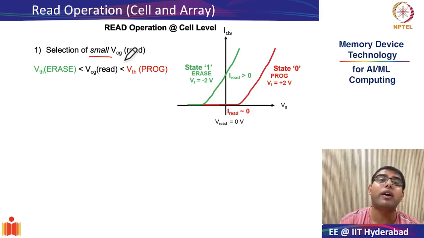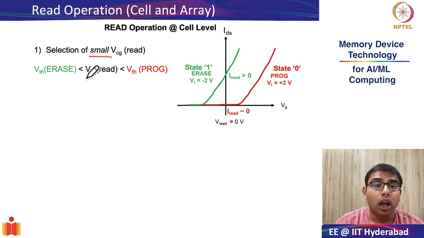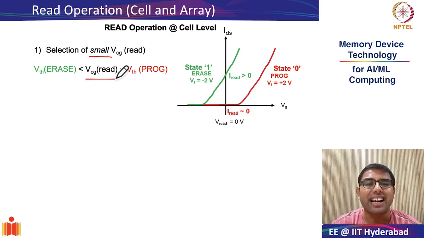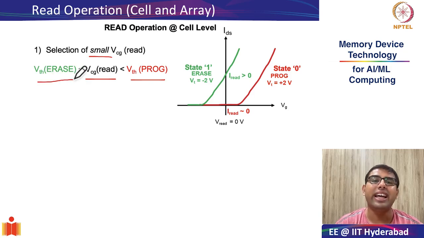So you do not want Fowler-Nordheim tunneling or alteration of this cell's program or erase state during read. This is done by selecting a small V_read voltage. This is just the first criterion. The second and most important criterion is to make sure that the read voltage at the control gate is exactly the midway point between the threshold voltage in the program state and the threshold voltage in the erase state.